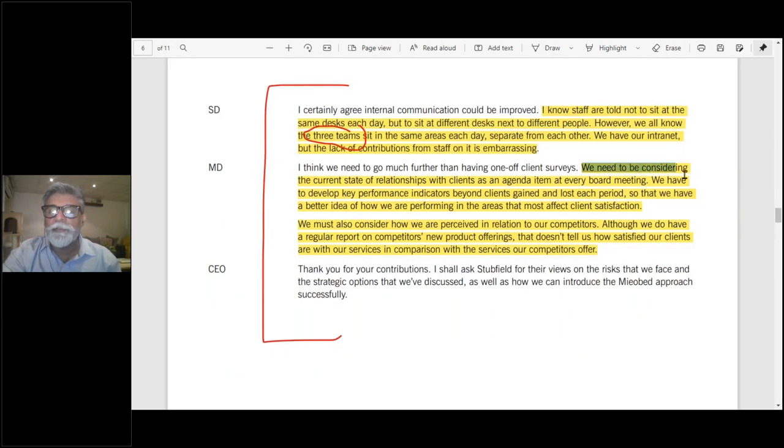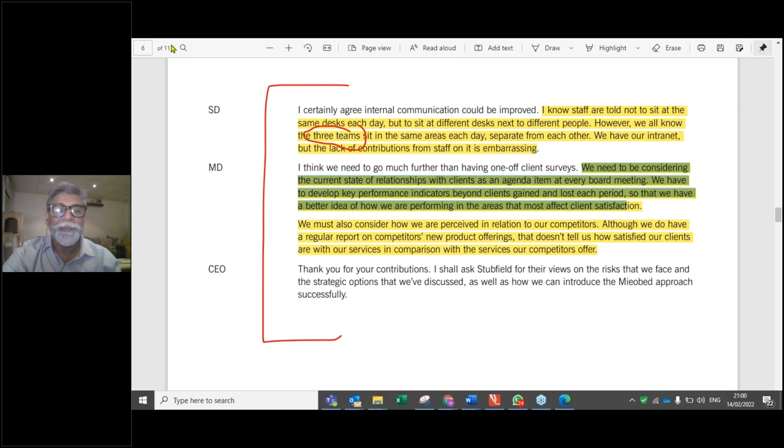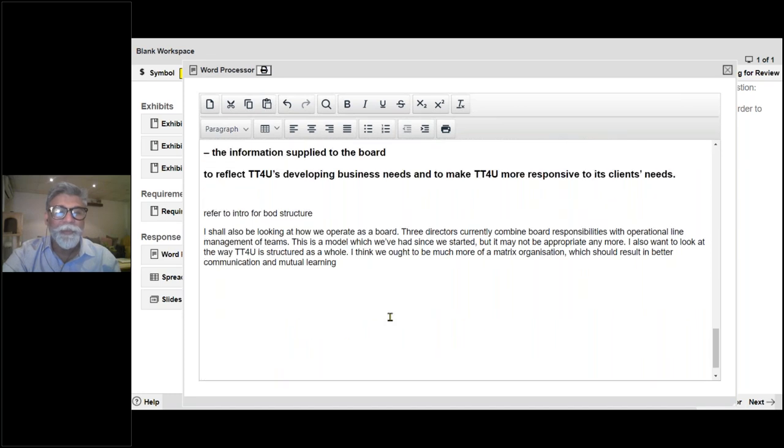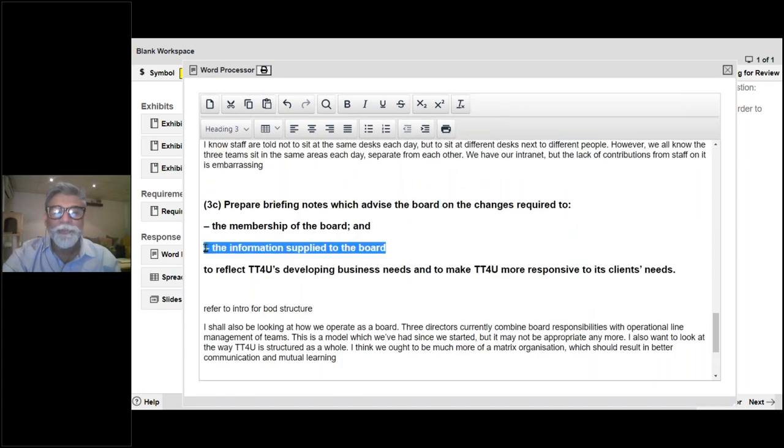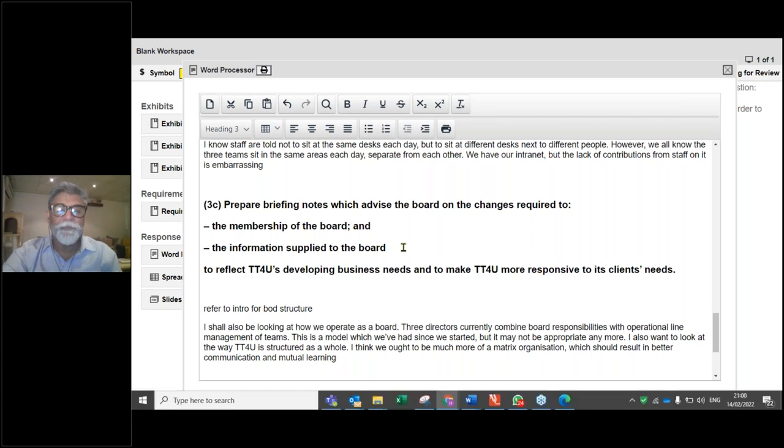And this one says we need to consider the current state of relationship with clients as an agenda item at every board meeting. We have to develop KPIs beyond and so on. We have an idea. Where can we use this? The board is now saying that you must have this information, we must put this item in our regular meeting agenda. Can anybody tell me? I saw a requirement. 3C, yes. If you read the requirement 3C, changes required to the information supplied to the board. So now the board is saying that we also need this information, that information. The current information is not sufficient. Very good.